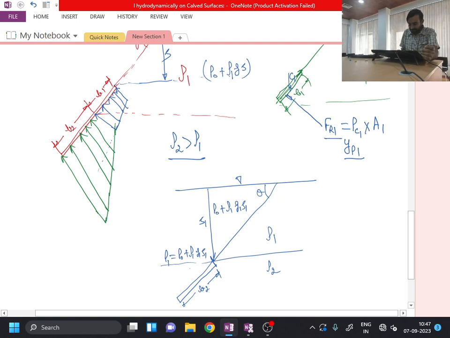And after that, say its centroid is lying at this point. This is my C2. From this point to this point, the density is rho2. So when I calculate P2, that will be P1 plus rho2 g, and let us consider that from this point my centroid location is at HC distance, HC2 distance.